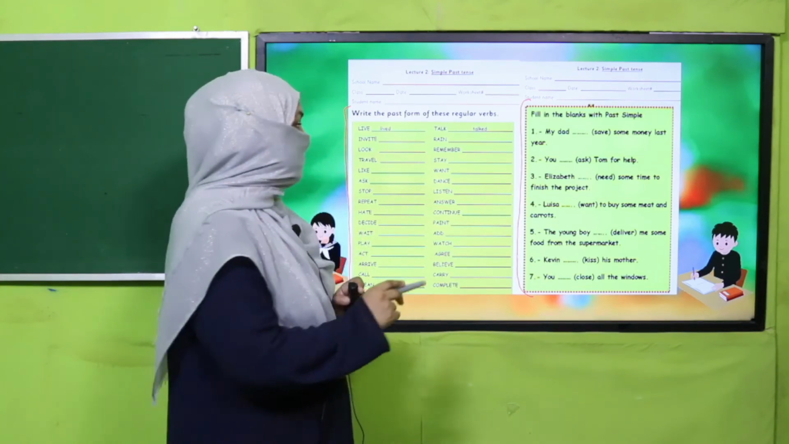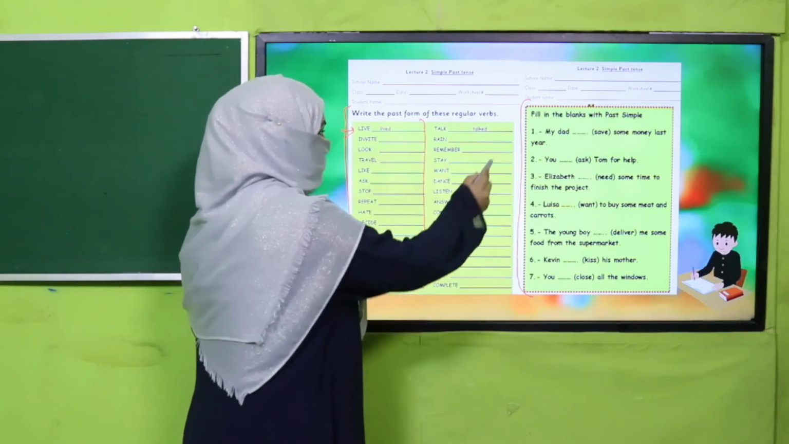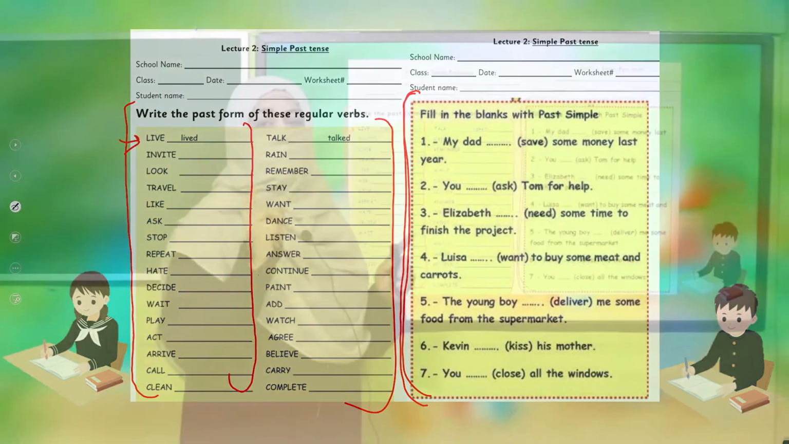And my dear students, first you will complete it. You will write the past form of all the action words given over here, and you will use the second form of verb to complete the sentences, because we are supposed to complete it by using simple past tense.